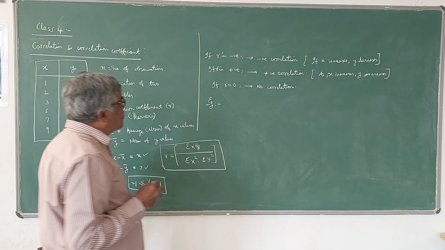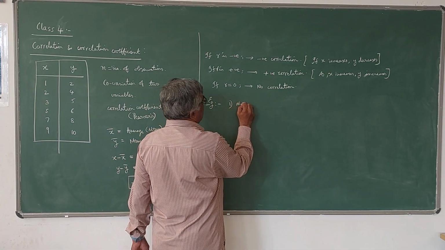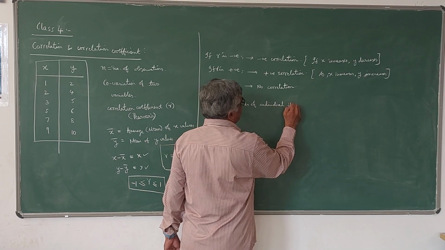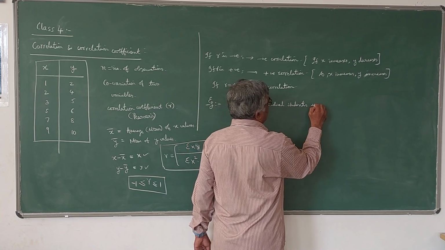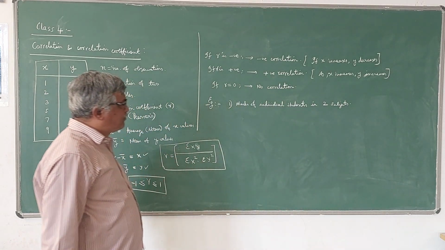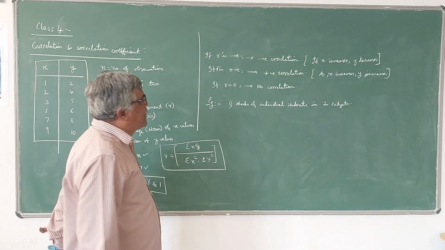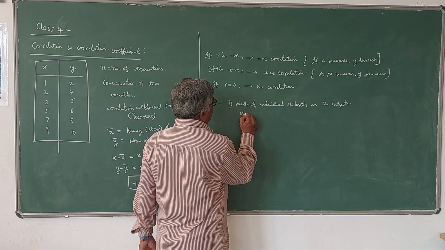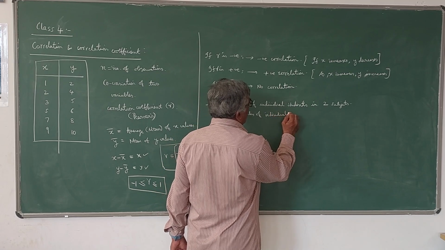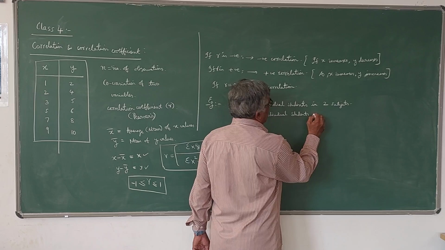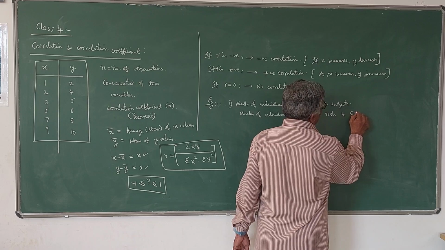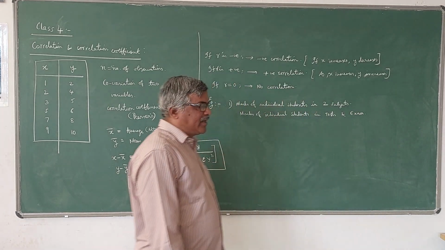Marks of individual students in two subjects, because we are comparing the values in two sets. Or you can take marks of individual students in tests, that is internal tests, and in the final exam. This also you can call correlation.